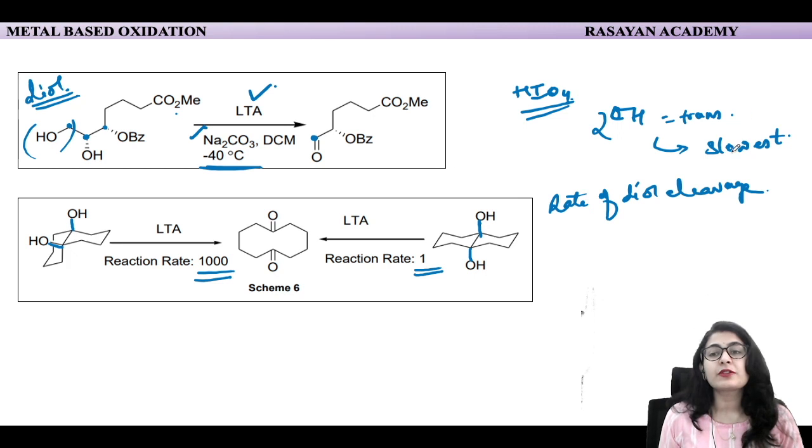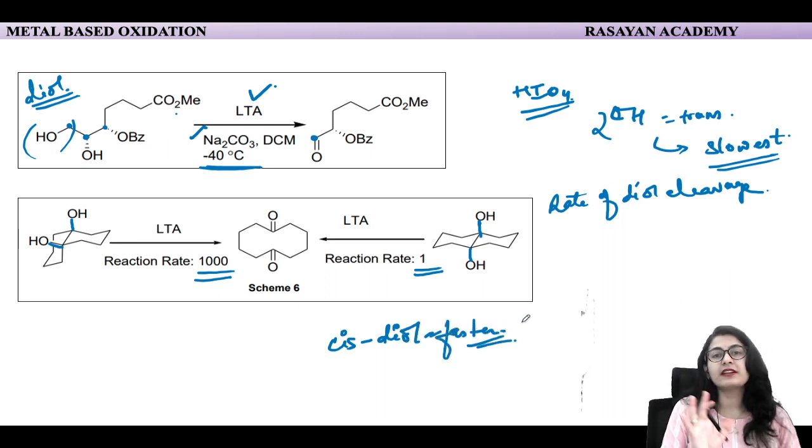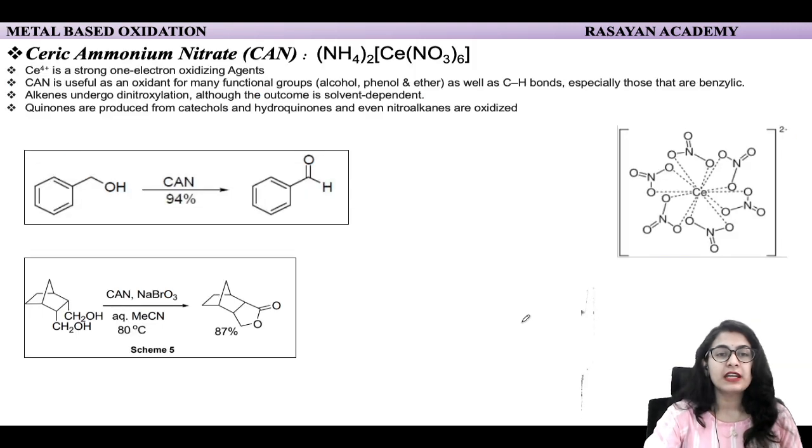So trans is going to give you slow reaction, and cis diol will absolutely give you a faster reaction. Okay, so these are some of the applications of the lead tetraacetate. Now we move onwards to cerric ammonium nitrate. All right, it is very popular.